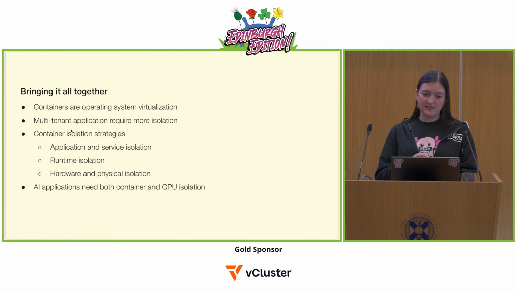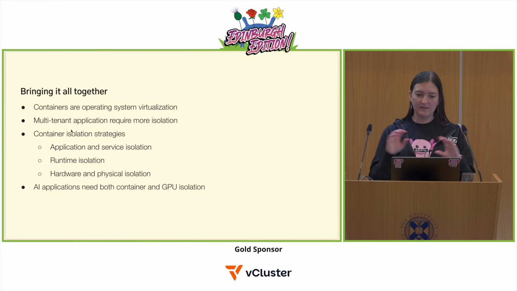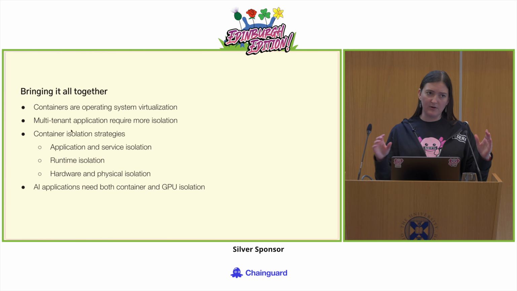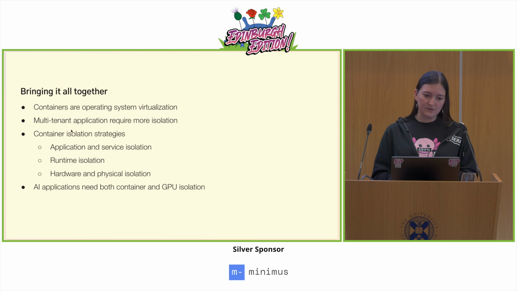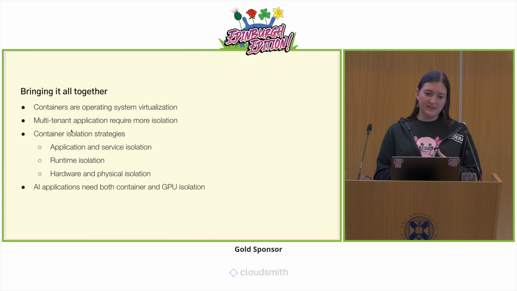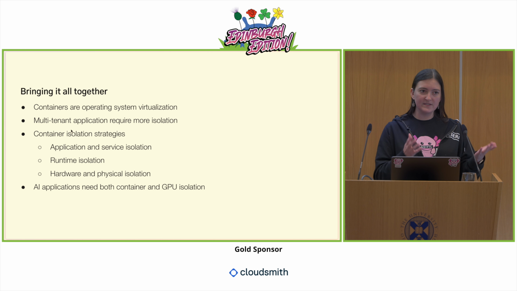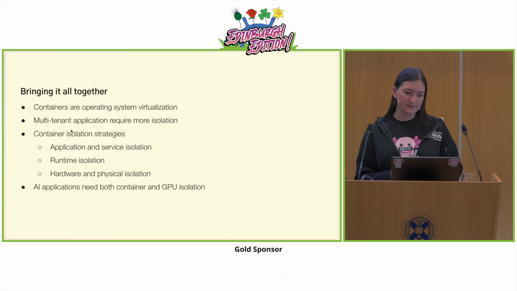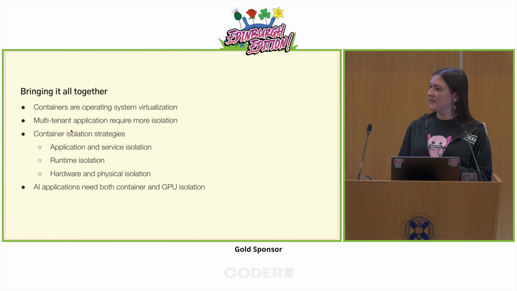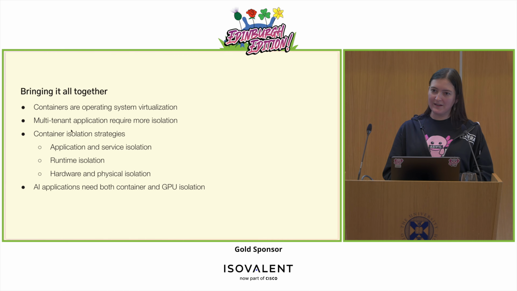Container isolation strategies include things at the application and service level, and things running on the kernel. You have runtime isolation, which takes a step below: how can we actually have a separate kernel per container? And hardware and physical isolation, which takes it one step even further to see what happens if we have separate hardware for each of our containers. AI applications need both container isolation and GPU isolation, and I think we should all be talking more about how we can get that GPU isolation to be easy and seamless, like some of these container isolation strategies already are.